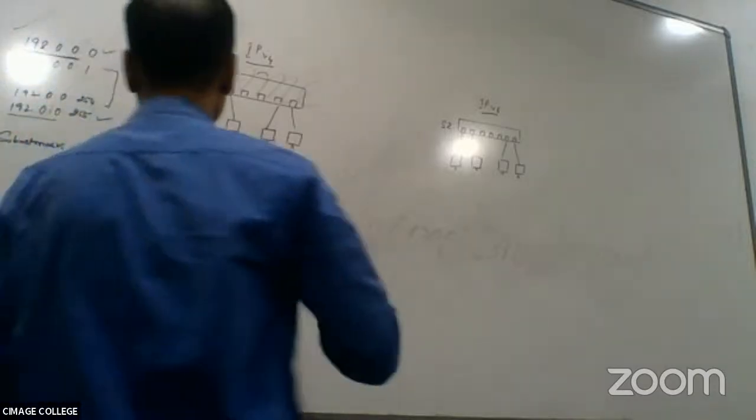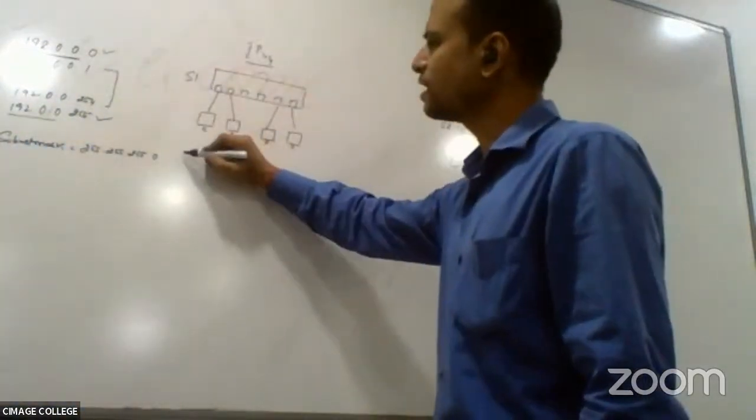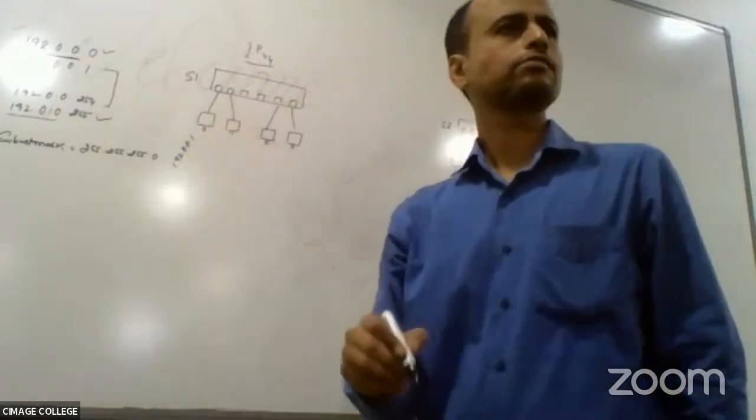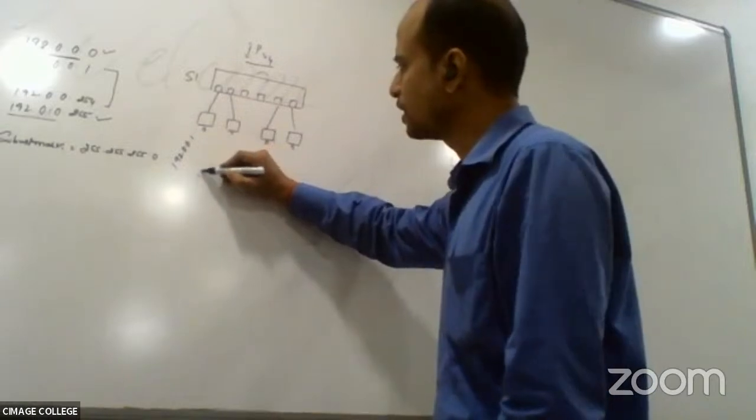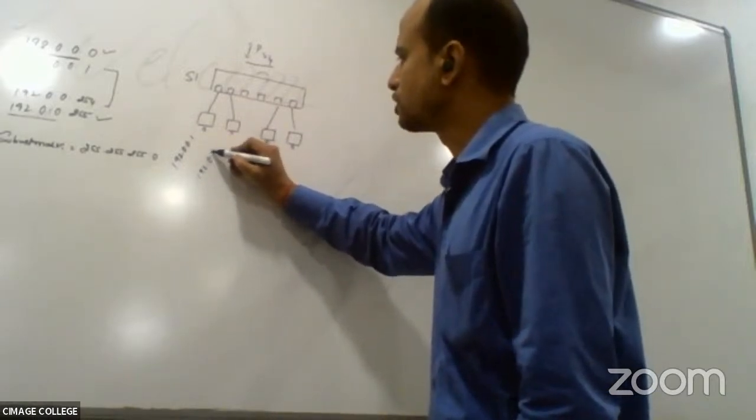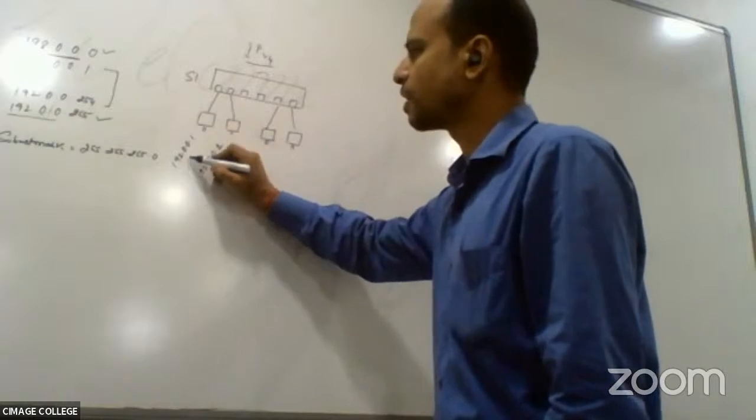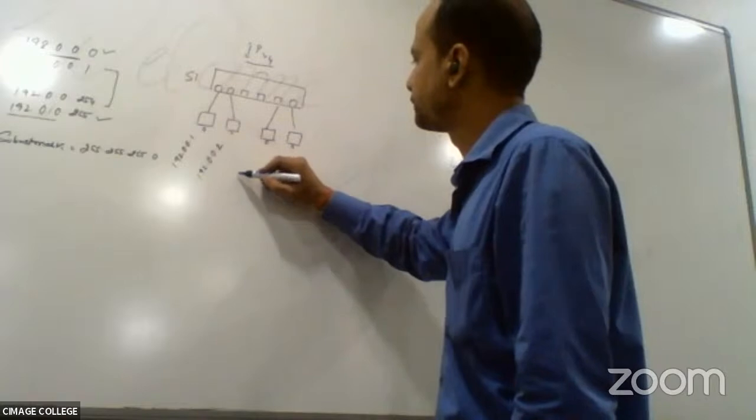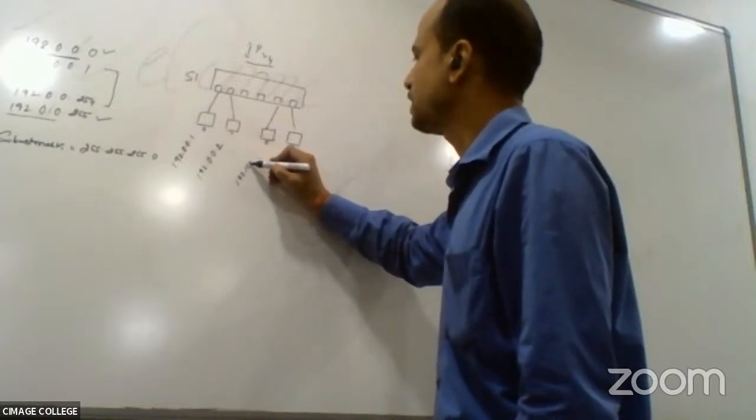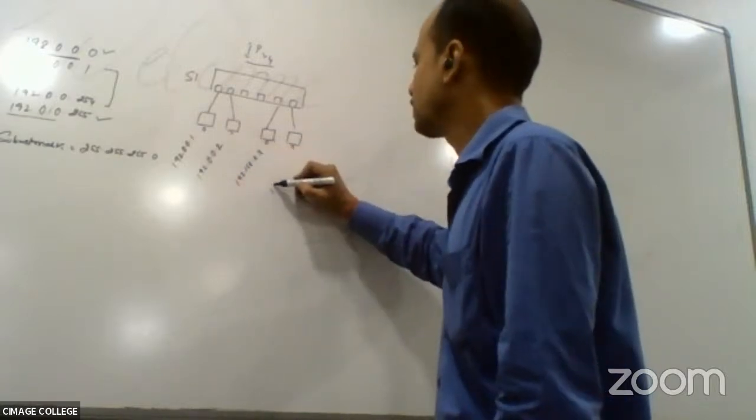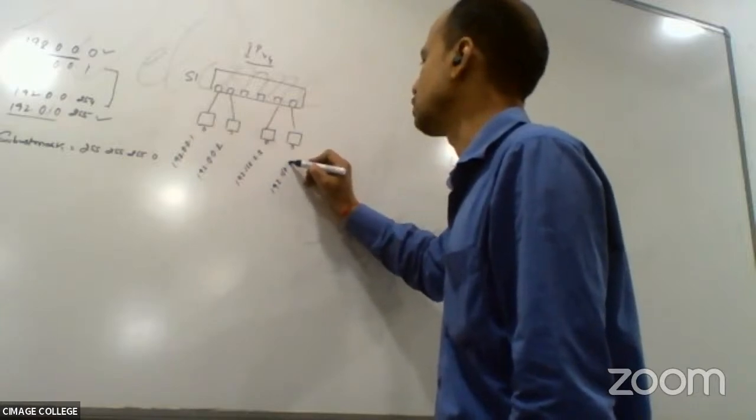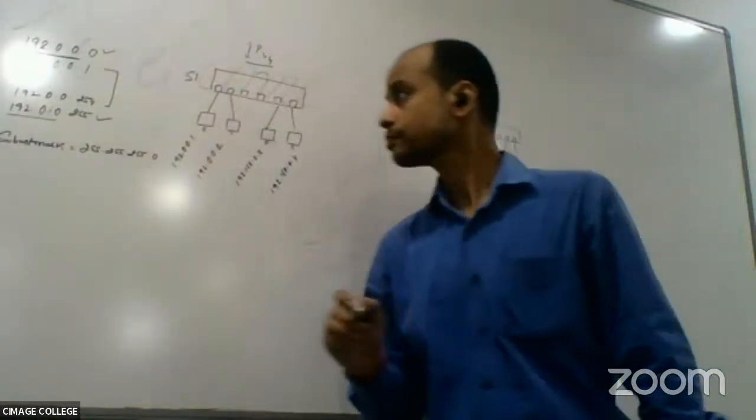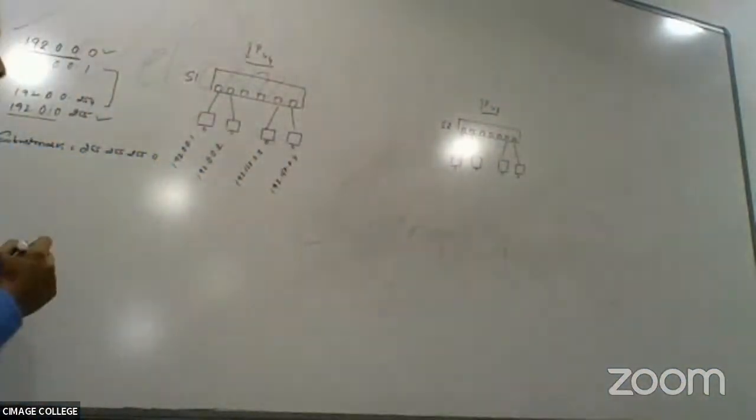Now we have to just put an IP address. Can I write here 192.0.0.1? Then 192.0.0.2, and subnet mask is there. 192.0.0.3, 192.0.0.4. Fine. Now, give me second network.